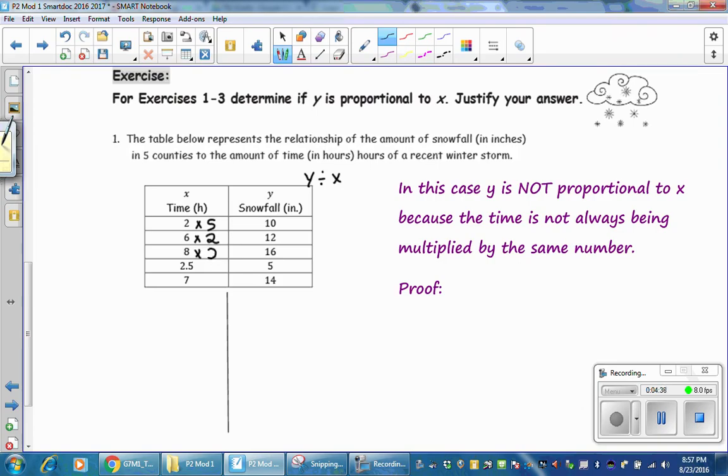8 times 2 is 16. And 2.5 times 2 is 5. And 7 times 2 is 14. So in all of the pairs except for the first pair, the multiplier is 2. But in order for it to be a proportional relationship, the multiplier has to be the same for every pair. So this is not proportional because the time is not always multiplied by the same number.